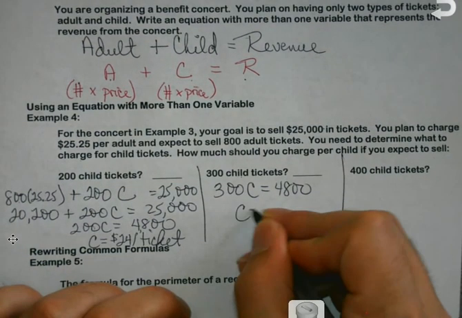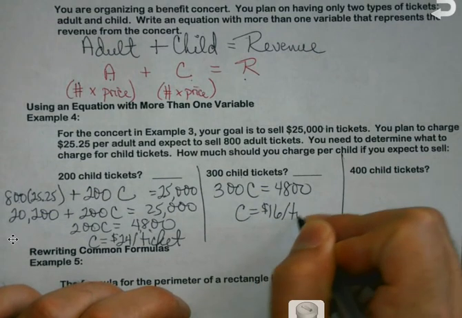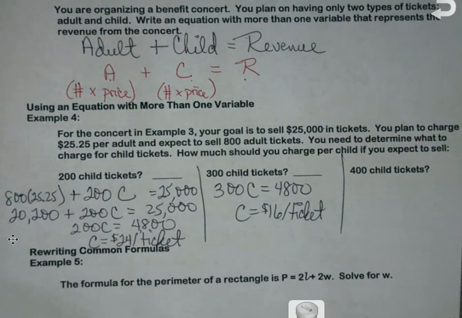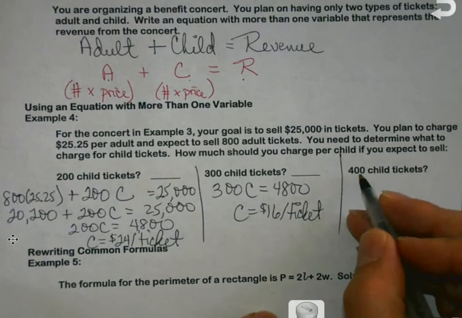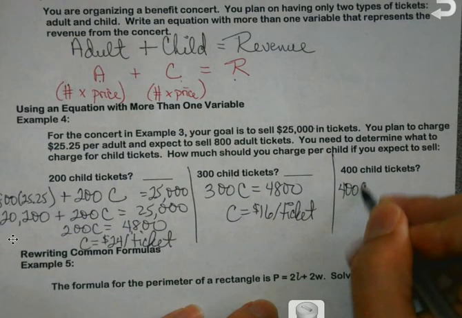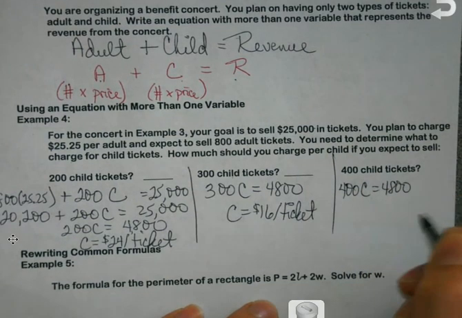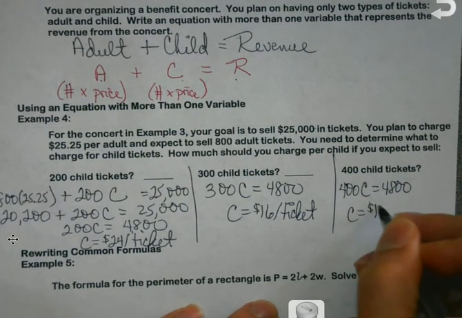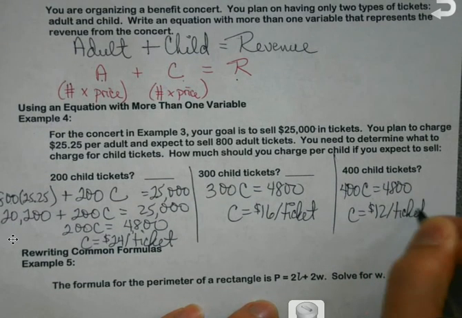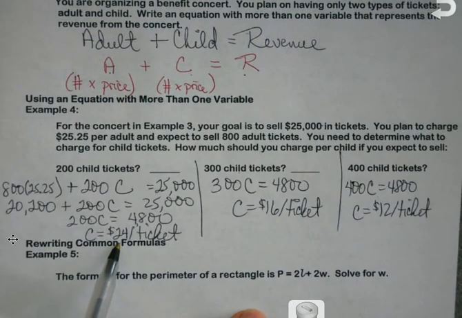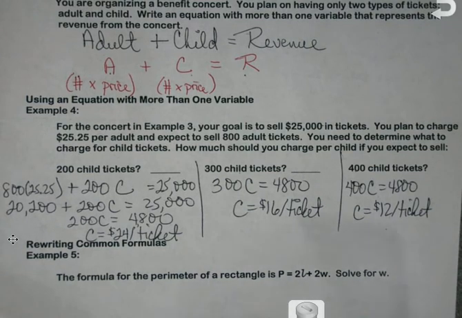I'll divide by 300. Looks like it's going to be 16 bucks a ticket. As we get more common sense going along with this, it not only saves us time, but it saves us less places to make errors. 400 tickets. I might be able to shorten this up more. That makes sense. Because when I had 200 tickets it was 24, I sell twice as many tickets, it only costs me half as much. Hot dang. So, again, it's not wrong if you do all this for all of them, but again, don't make life complicated. Just don't do it.